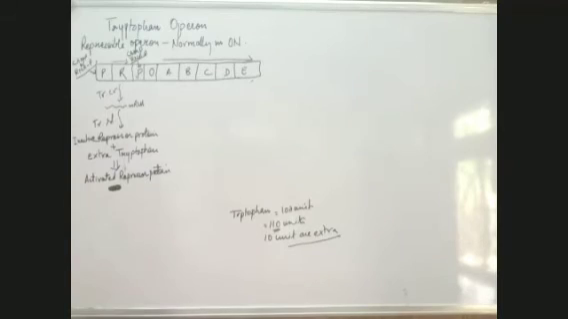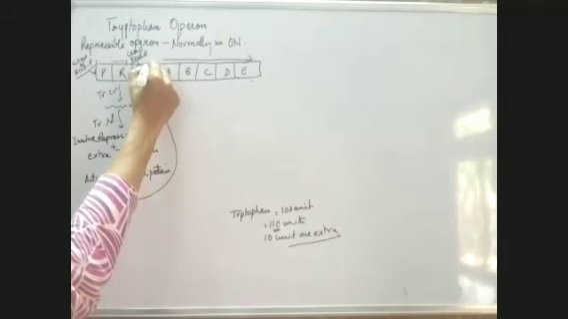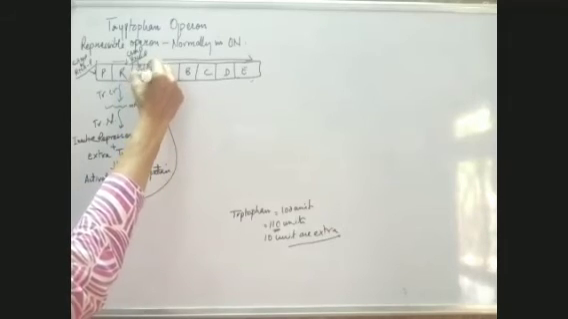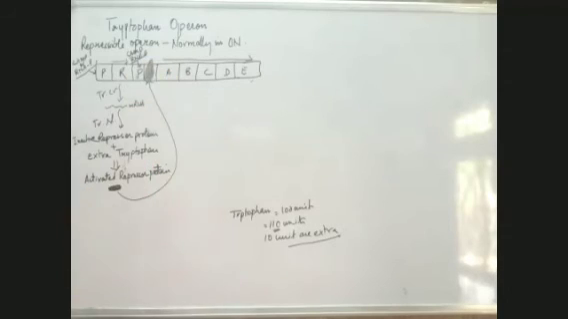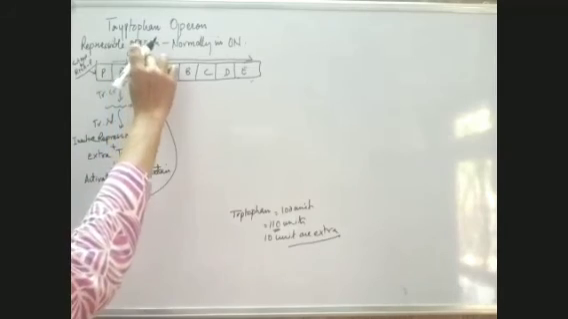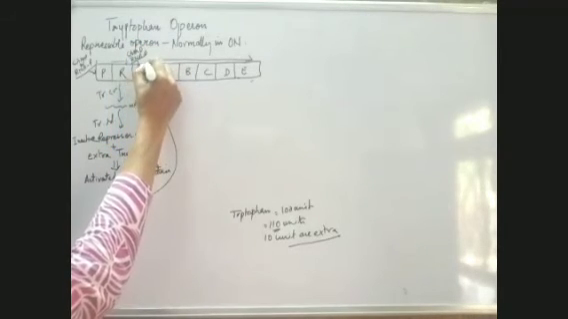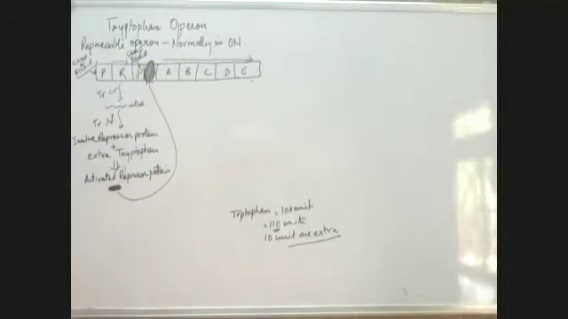When this repressor protein gets activated, what will it do? It will go and bind at the O site. This is the O site, and the activated repressor protein has gone and bound with the O site.